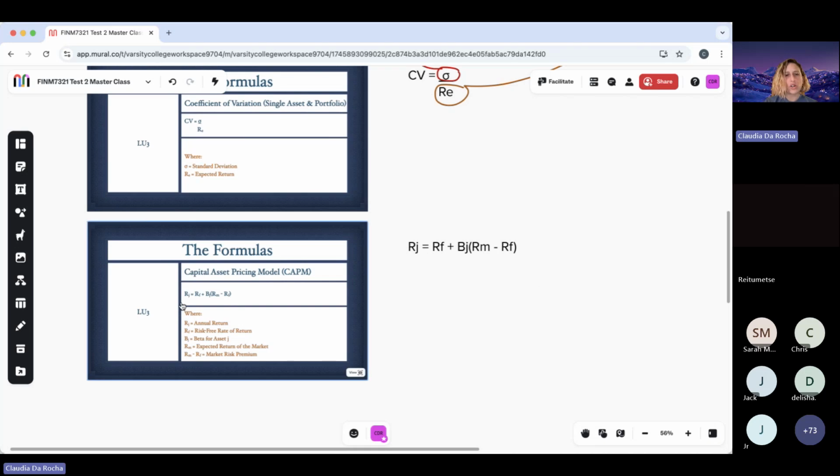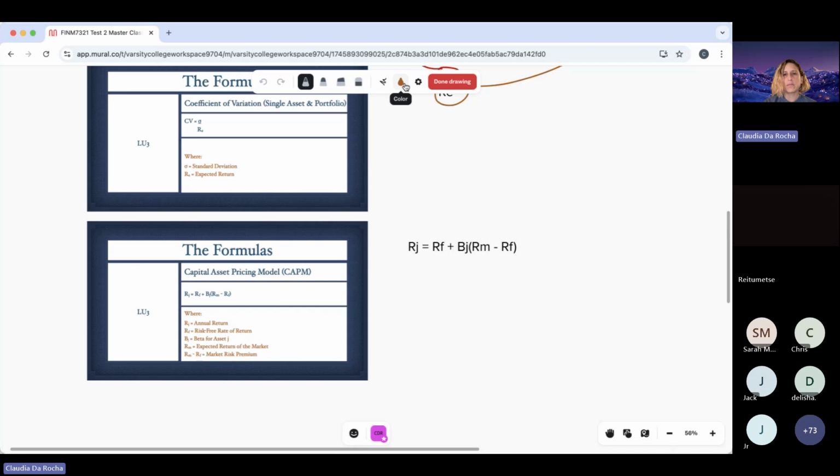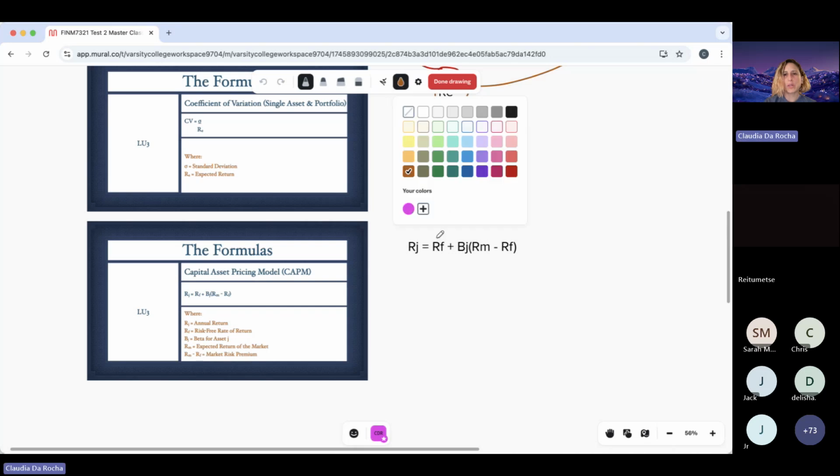Okay, so you've got your RJ, which is your return. That's the return that you're calculating. I'm just going to keep it in the brown because we've used that for our return, so that's fine.